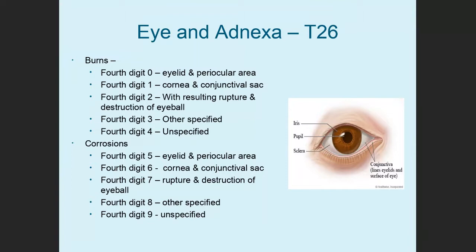So you have very specific locations: eyelid, periocular area, cornea, conjunctival sac, and then with resulting rupture and destruction of the eyeball, very serious, and then other specified and unspecified. So the codes for burns and corrosions are parallel, and it's only that 3rd digit that lets you know whether it's a burn or corrosion.